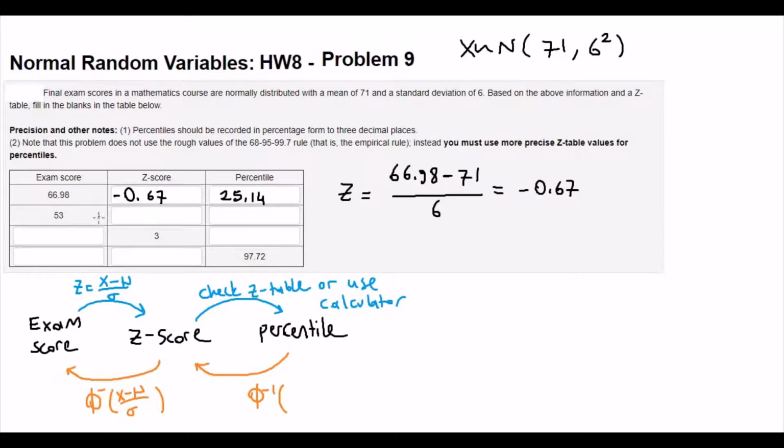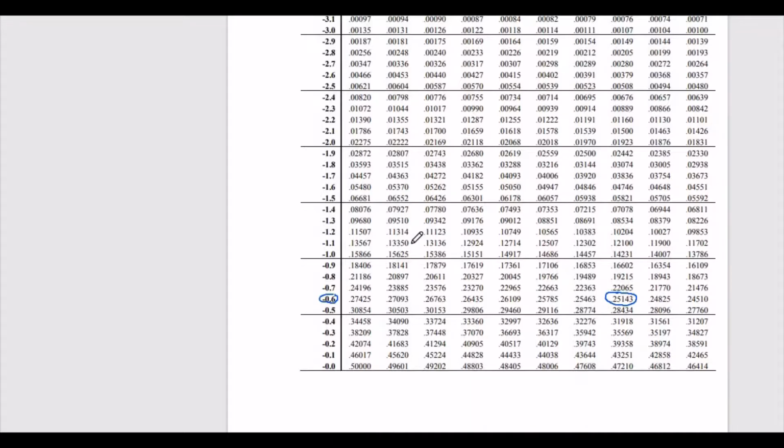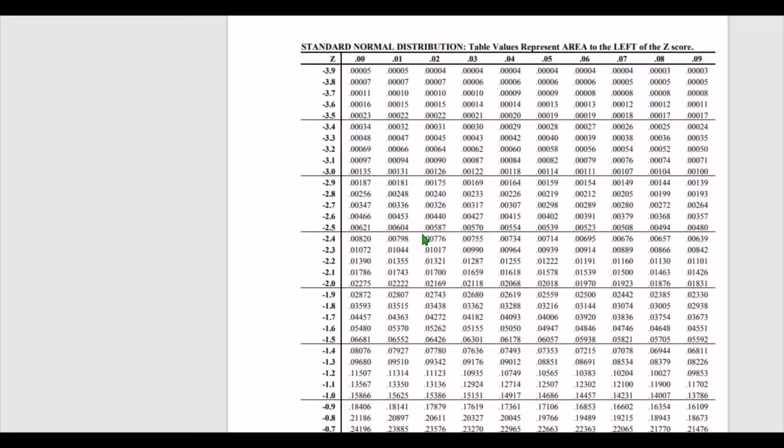The second row will be done using the same logic. So our z-score will be 53 minus mu divided by sigma, and that is equal to negative 3. So our z-score is negative 3. And if we go to the table, to negative 3.00, if you multiply this value by 100, it's going to be 0.135%.